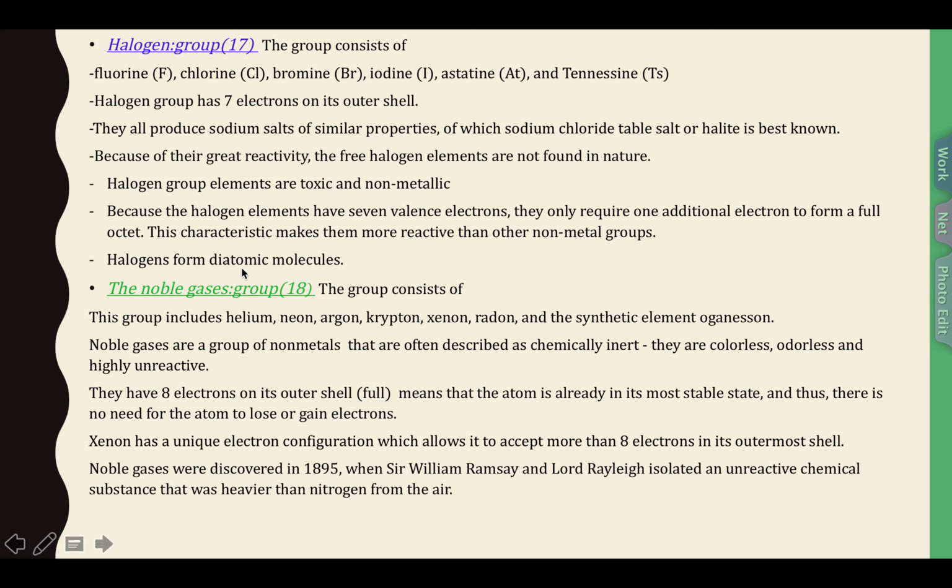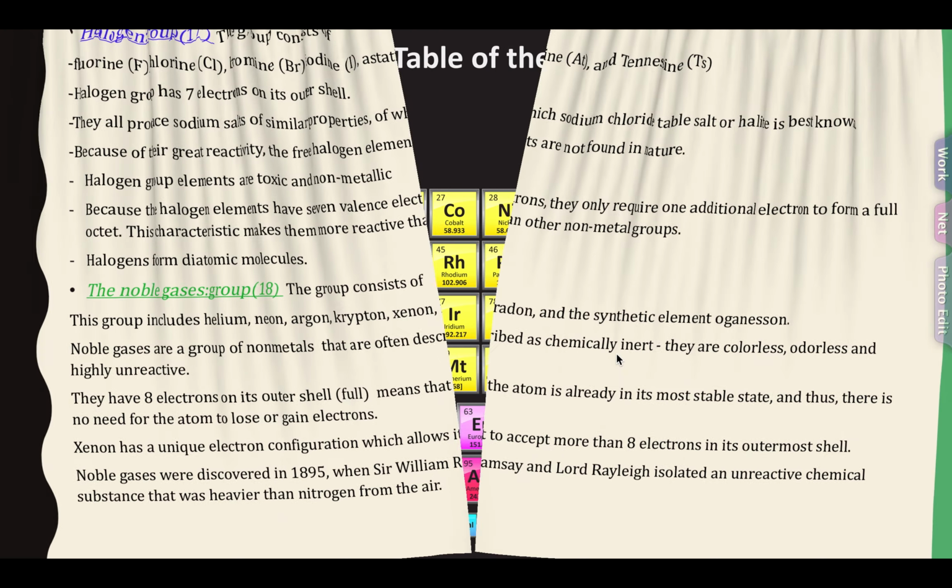Halogens form diatomic molecules. And then we have group 18, which is the last main group, the noble gases. They are called noble gases, so they are probably made of gas. The group includes helium, neon, argon, krypton, xenon, radon, and oganesson, which are all gases. The noble gases are a group of non-metals. They are often described as chemically inert, that means they are colorless, odorless, and highly unreactive.